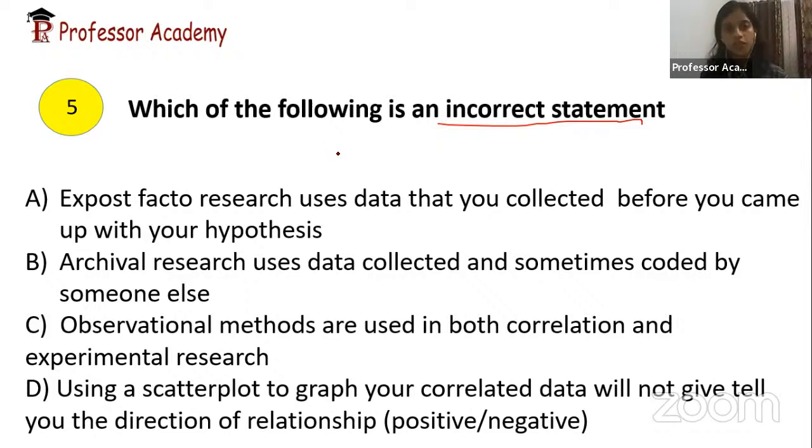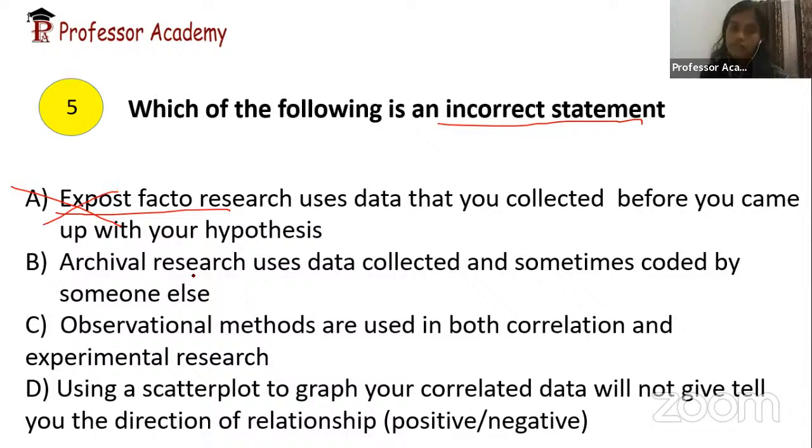So let's check upon each and every statement. Ex post facto research uses data that you collected before you came up with your hypothesis. Definitely, ex post facto research, one of the types of quantitative research that tries to establish the causal effect, that is the cause and effect relationship, will definitely make use of the secondary data. Means that has been already collected by someone else or been already existing. Even though the theory has been established first or the hypothesis comes into picture, they make use of the data that is already existing. That is the secondary data. So the given option is correct. So this we can avoid. This is not the right answer.